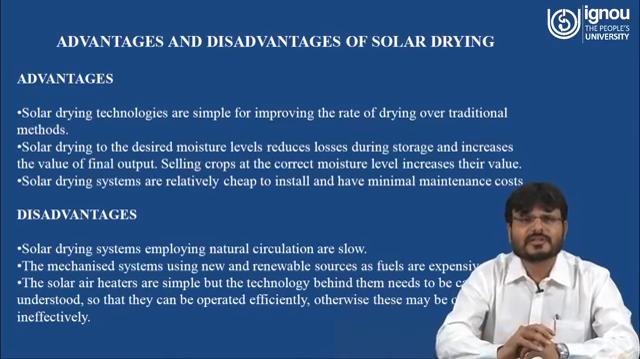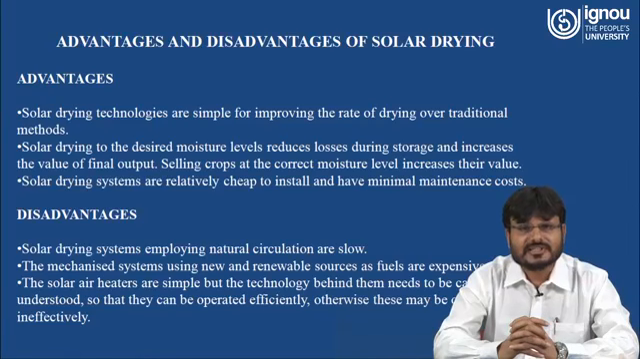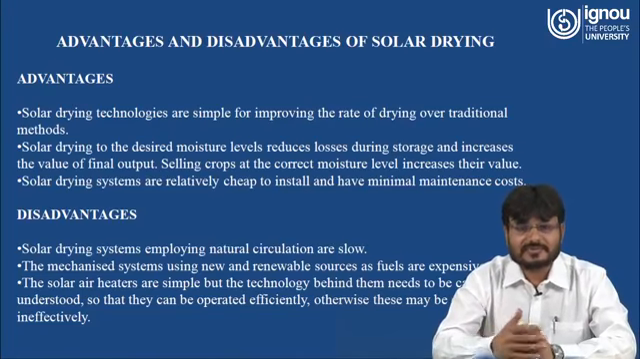Now we have to understand the advantages and disadvantages of this solar drying system. Advantage: solar drying technologies are simple for improving the rate of drying over traditional methods. Solar drying to the desired moisture level reduces losses during storage and increases the value of the final output. Selling crops at the correct moisture level increases their value. Solar drying systems are relatively cheap to install and have minimal maintenance cost. But if anything has some advantage, it has some disadvantages also.